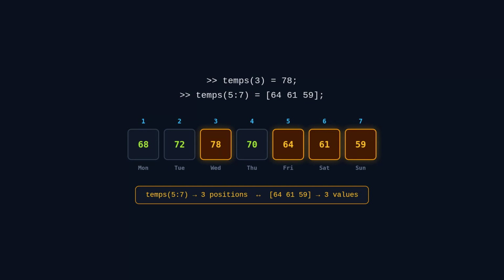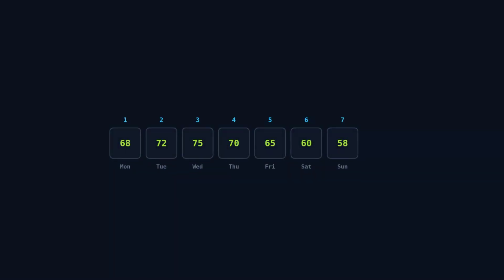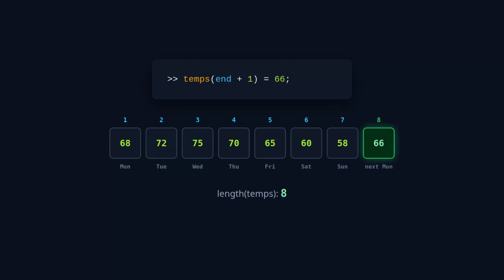3 positions, 3 values. In a lot of languages, you have to decide how big an array is before you're allowed to use it, and you're stuck with that size. MATLAB doesn't work that way. An 8th reading comes in, temps(end+1) = 66. There was no position 8 a second ago.